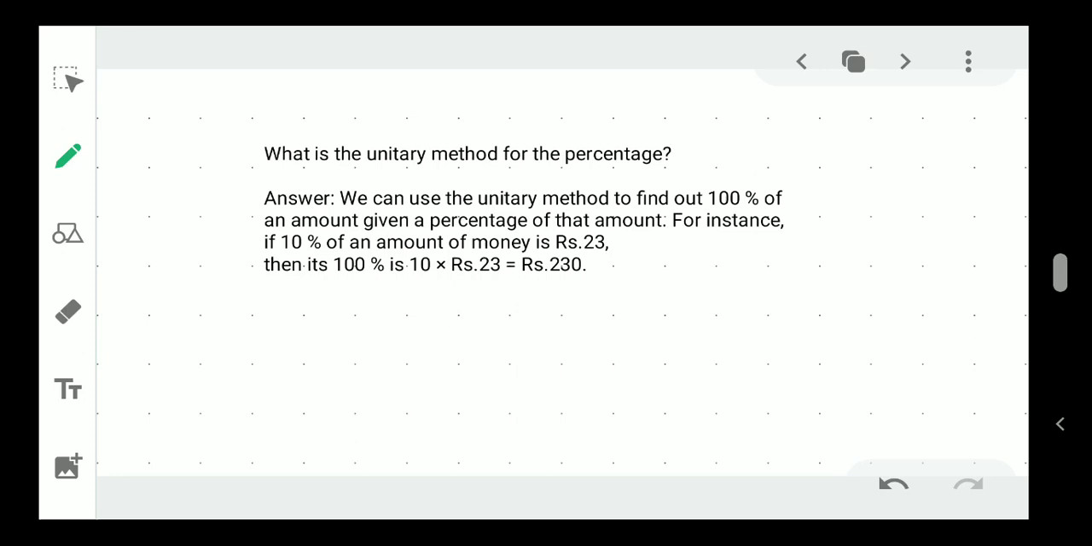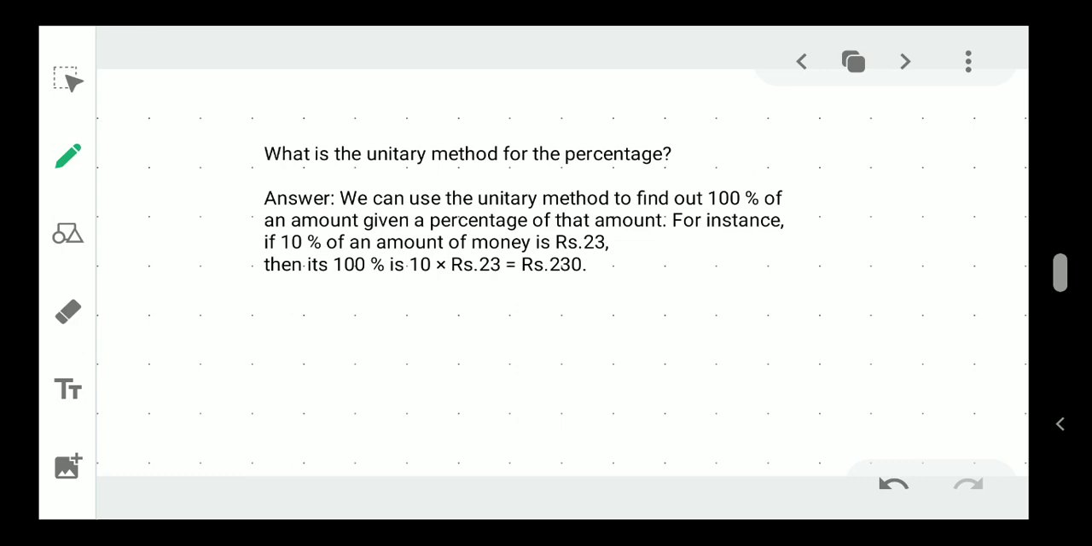Now using this unitary method, we can also calculate some percentage. We can use the unitary method to find out 100% of an amount given a percentage of that amount. So for instance, if 10% of an amount of money is 23, then 100% is 10 into 23, that is 230. Now why, like what is this?